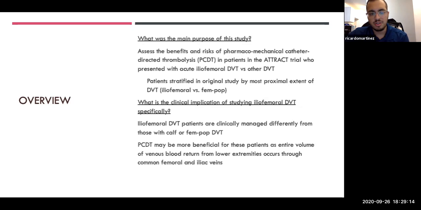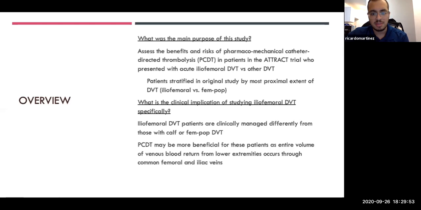And so some of the clinical implications that they looked at was basically iliofemoral DVT patients are clinically managed differently from those with just a femoral popliteal DVT because these patients do have greater recurrence of VTE. They also have more frequent PTS as well and more severe PTS. And then PMCDT may be more beneficial for these patients because the entire volume of the venous blood return goes through that area. And so the obstruction is worse, and it can actually increase the venous hypertension and can lead to more severe post-thrombotic morbidity.